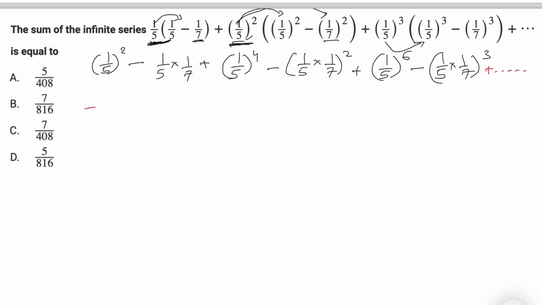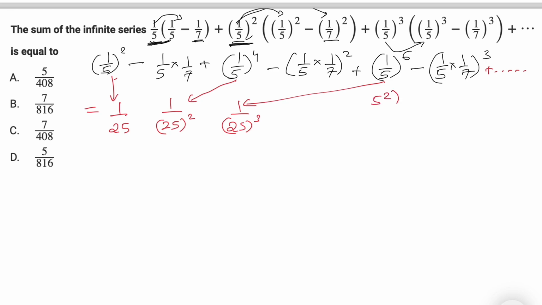Now, if you observe carefully, 1/5² can be written as 1/25. 1/5 raised to 4 can be written as 1/25², since 5 raised to 4 is the same as 25 squared. Plus 1/5 raised to 6 can be written as 1/25 raised to 3, since 5 raised to 6 is 5² raised to 3, so 25 cube. So if I club these terms together, I will generate a series: 1/25 plus 1/25² plus 1/25³ up to infinite terms. This is the first part of the solution. We club the powers of 1/5, and that generates a new series.